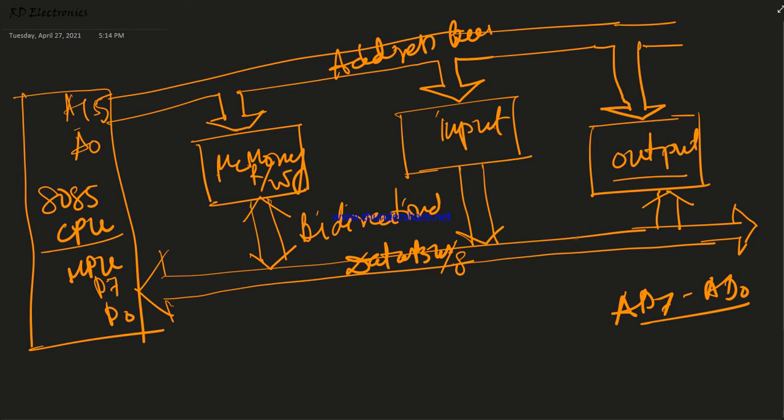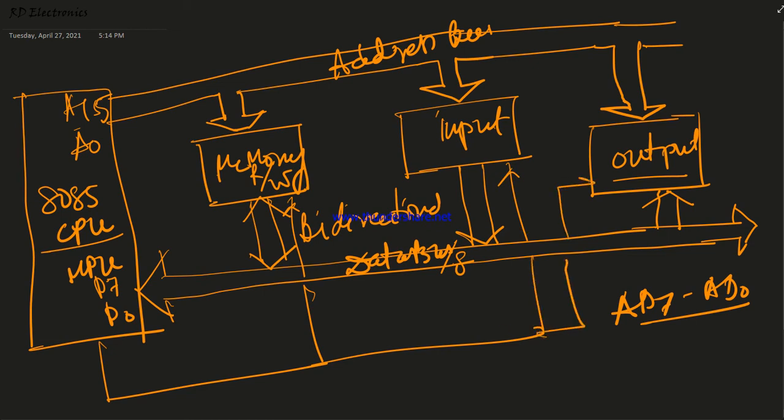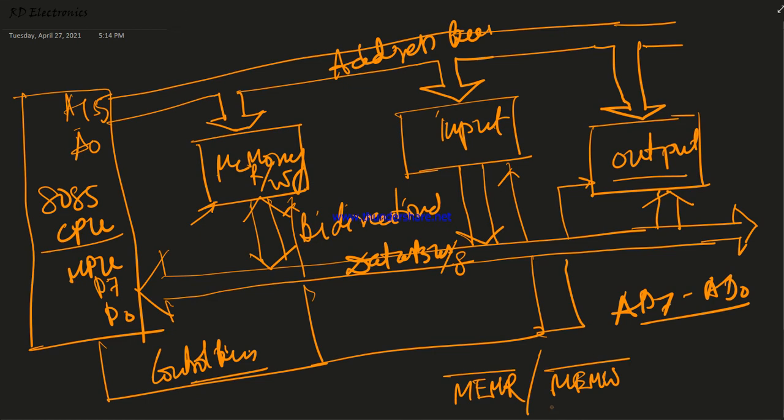Now the third one is very important, this is known as the control bus, which is connected to both memory and the input output devices. What is the role of this control bus? Using this control bus, from the memory we connect two control signals, one is memory read bar, another is memory write bar, because this is read-write memory, where data is coming from memory to microprocessor or microprocessor to memory.